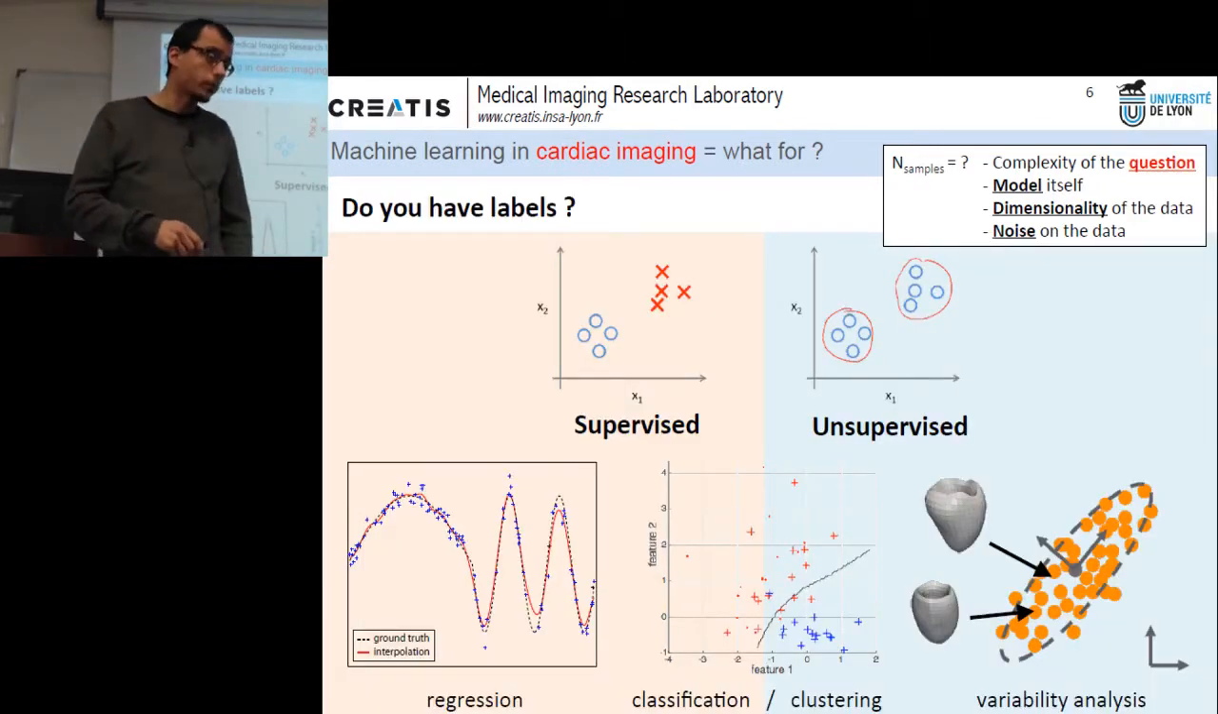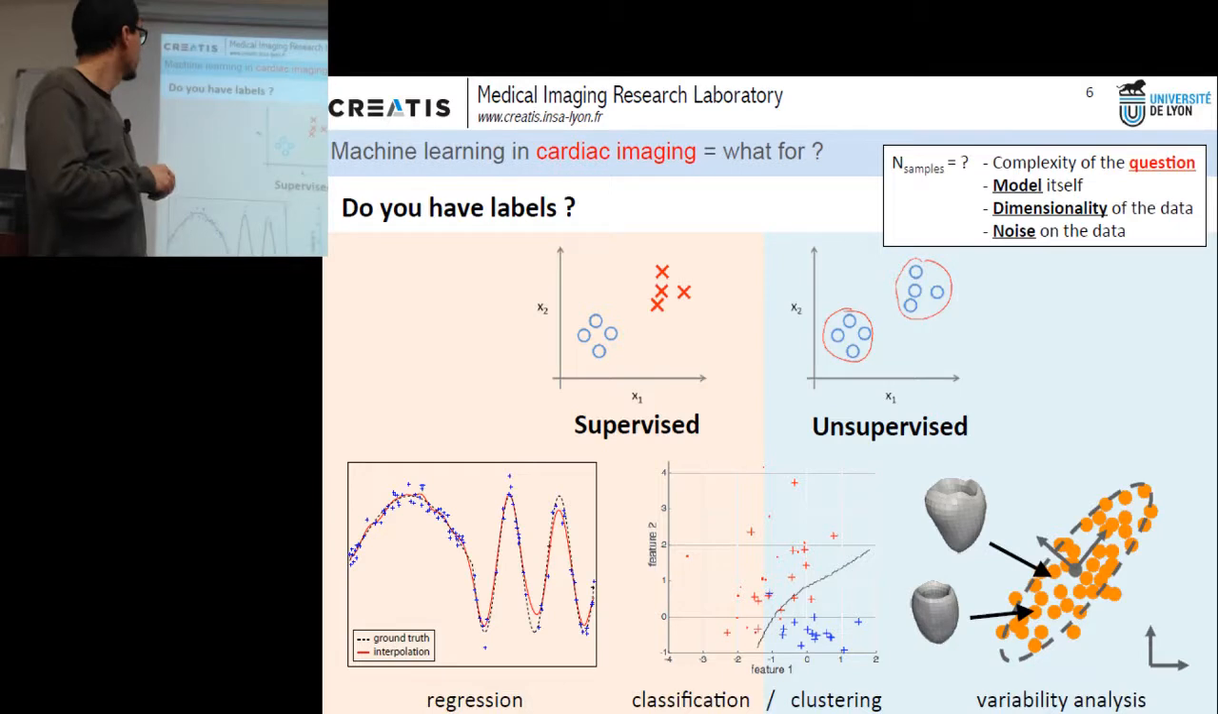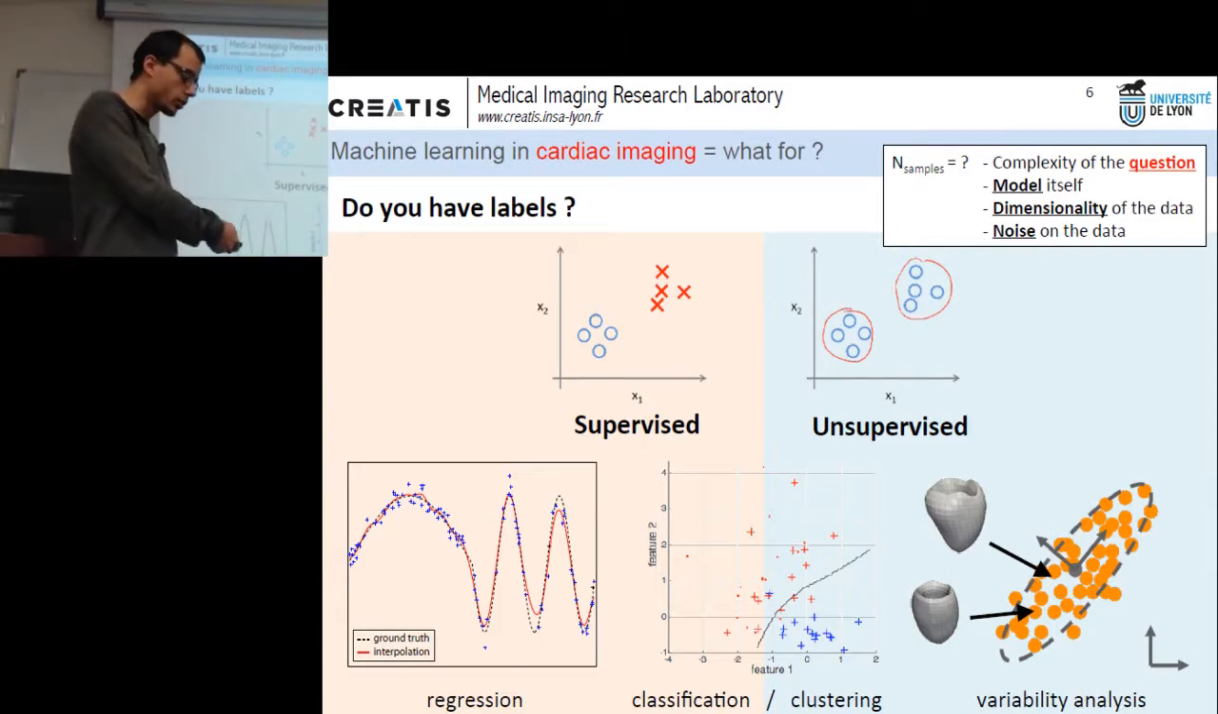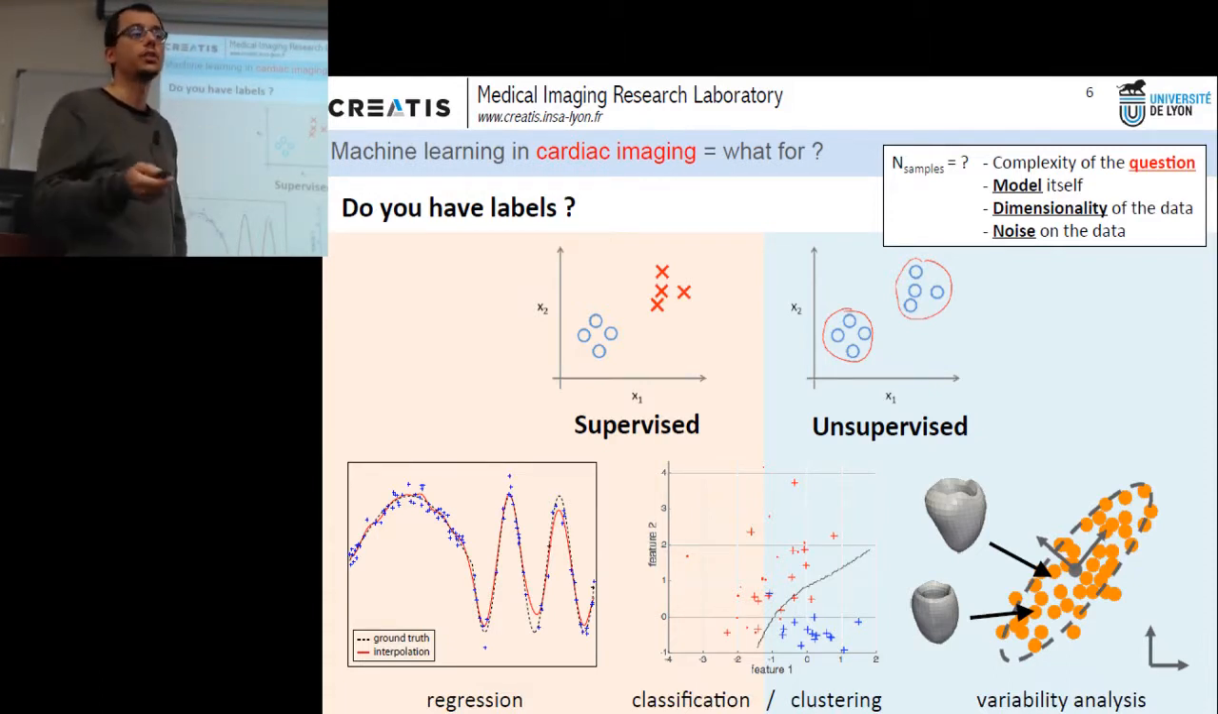Well, basically, the key question is setting up your problem for machine learning. The first question to ask is, is my data labeled or not? If it's labeled, meaning I have labels on my data, I know who is healthy, who is pathological in some cases, I fall into the umbrella of supervised learning, and I may do regression or classification.